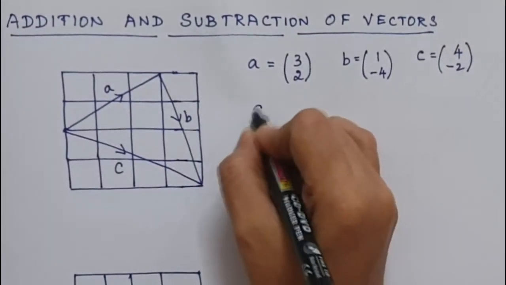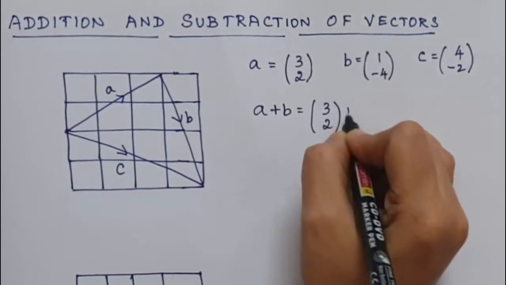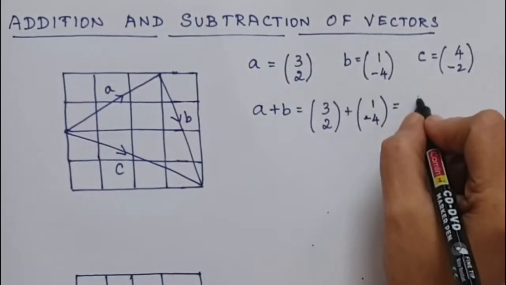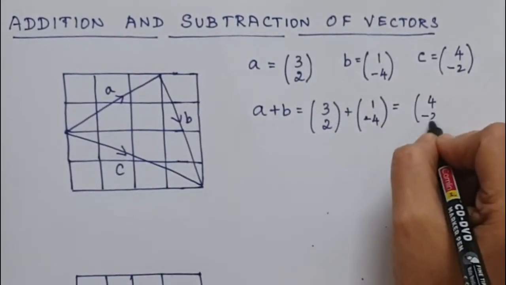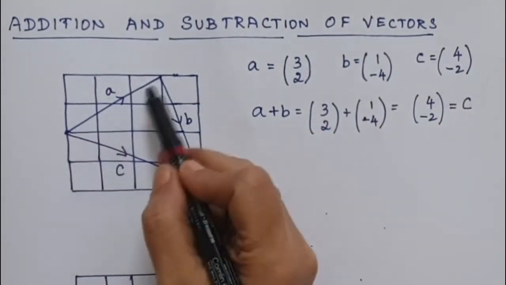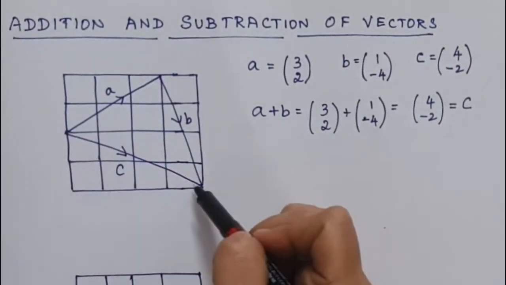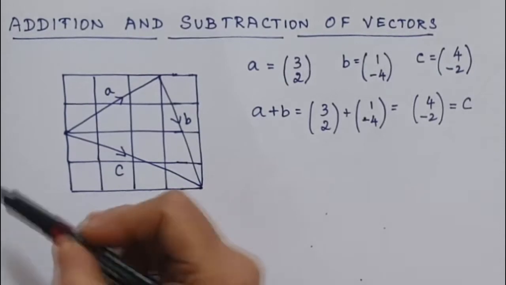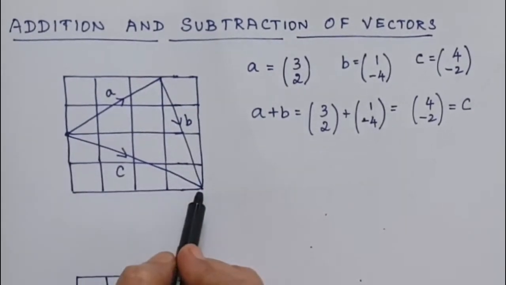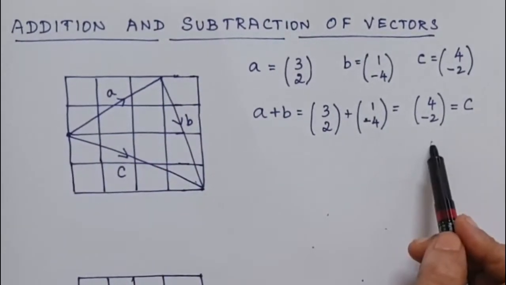If we need to add our vectors A and B, (3, 2) plus (1, -4). When we add it, it is (4, -2). This is equal to C. That is, for adding our vectors A and B, this is our starting point and this is our final position. In the same way, if you take C, this is our initial point and this is our final point. So A plus B and C give us the same answer.